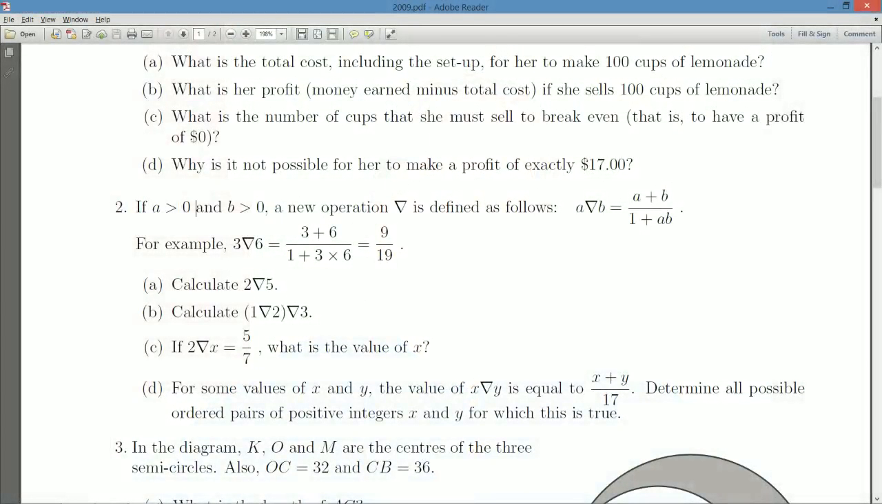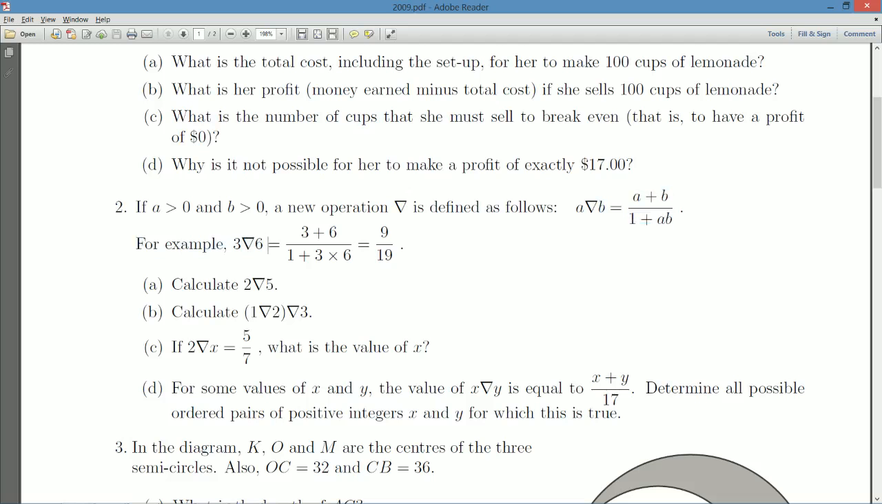Alright, question number 2. If A is greater than 0 and B is greater than 0, a new operation, upside down triangle, which I believe in higher math is called a nabla, but that's neither here nor there right now. So upside down triangle is defined as follows. A triangle B is the same as A plus B over 1 plus A times B. For example, 3 triangle 6 is the same as 3 plus 6 over 1 plus 3 times 6, so that's 9 over 1 plus 18, so 9 over 19.